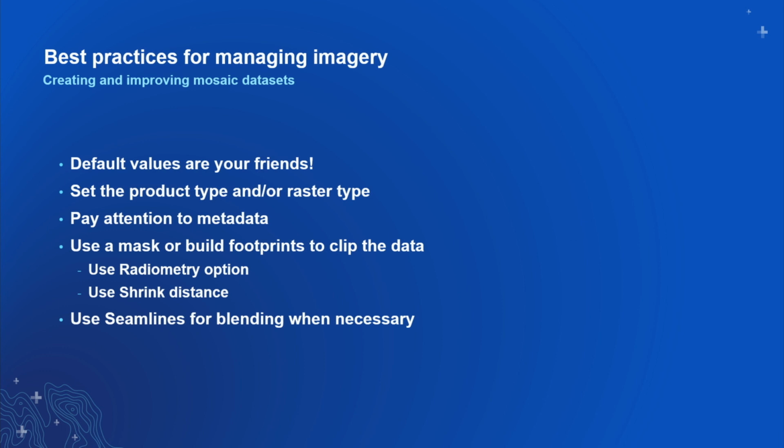And use a mask or the build footprints tool to clip your data. So if you want to shrink your data in, if you want to get rid of no data values, you can use the build footprints tool with the radiometry option and a shrink distance. And use the seam lens tool to blend colors across your images when necessary.